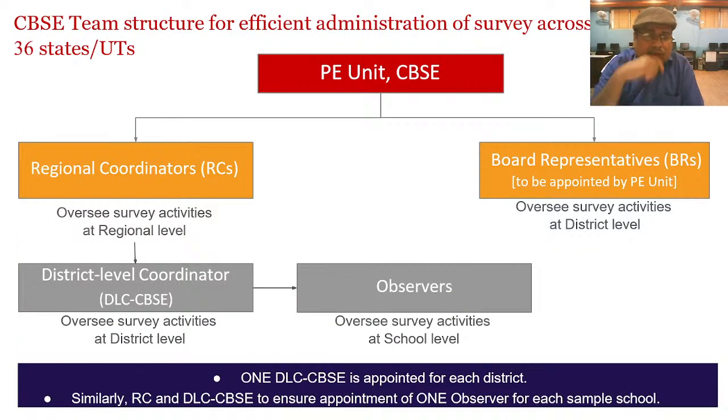This is how the CBSE structure is going to conduct the survey. You must have seen there are the regional coordinators and the board's representative. The regional coordinator is going to appoint the D.L.C, and the D.L.C is going to appoint the observers, which I have already appointed. And the groups are being formed.